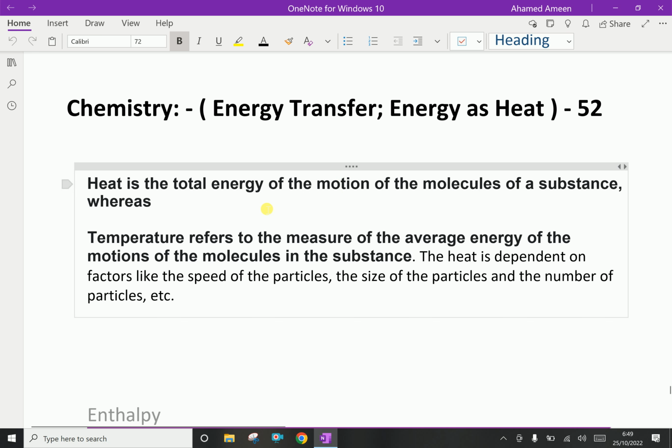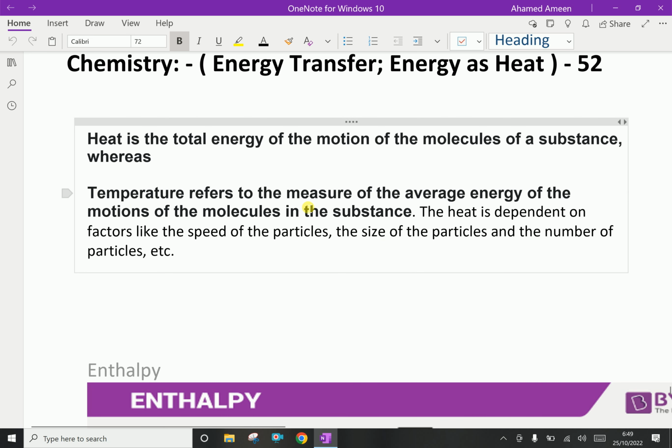In chemistry, let us discuss energy transfer and energy as heat. Heat is the total energy of the motion of the molecules of your substance, whereas temperature refers to the measure of the average energy of the motion of the molecules in the substance. Heat depends on factors like the speed of the particles, the size of the particles, and the number of particles. Here we know that heat is energy.